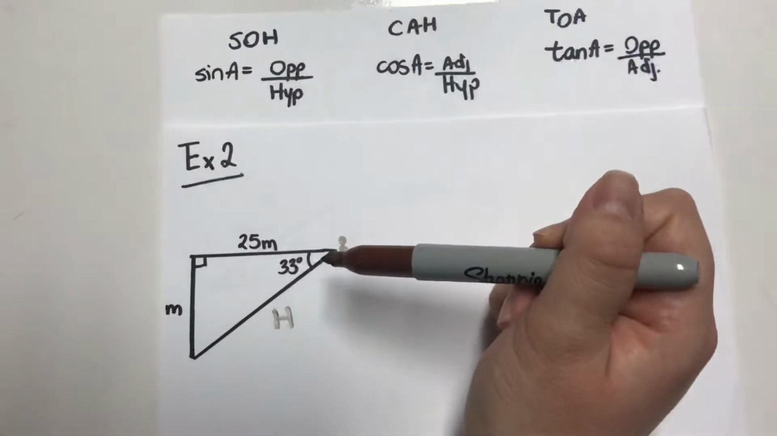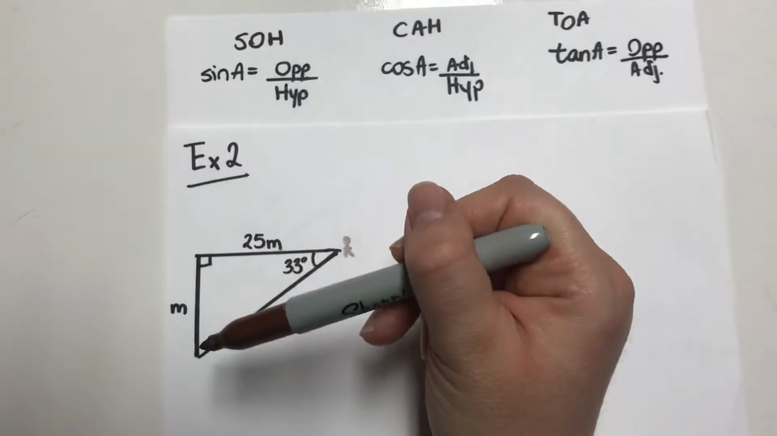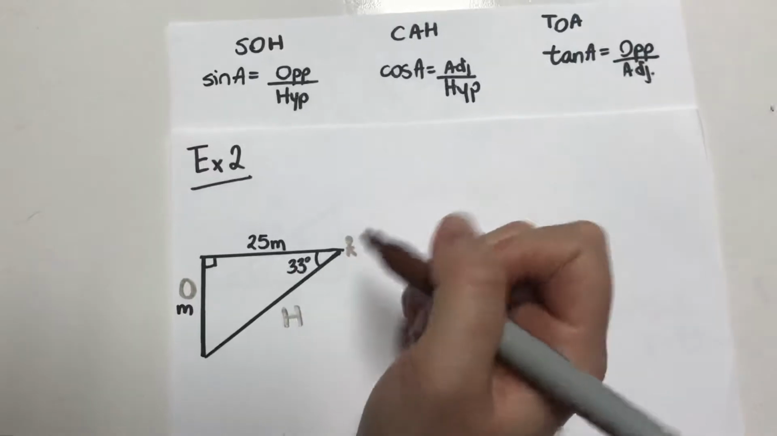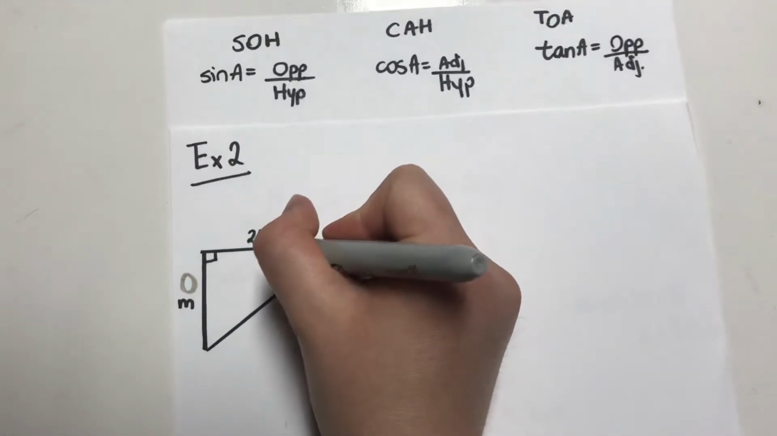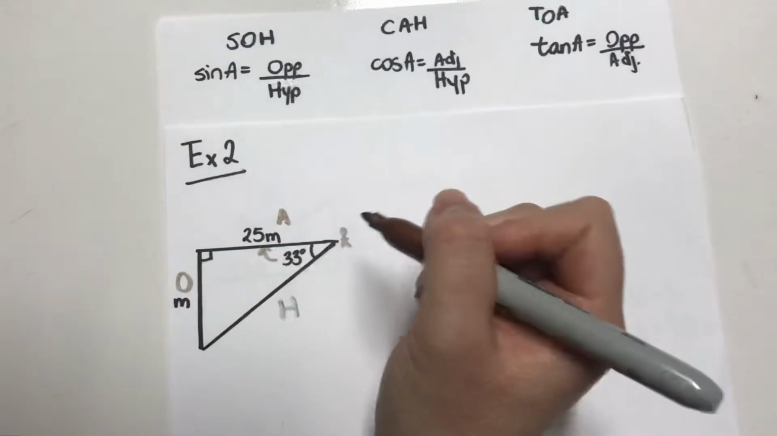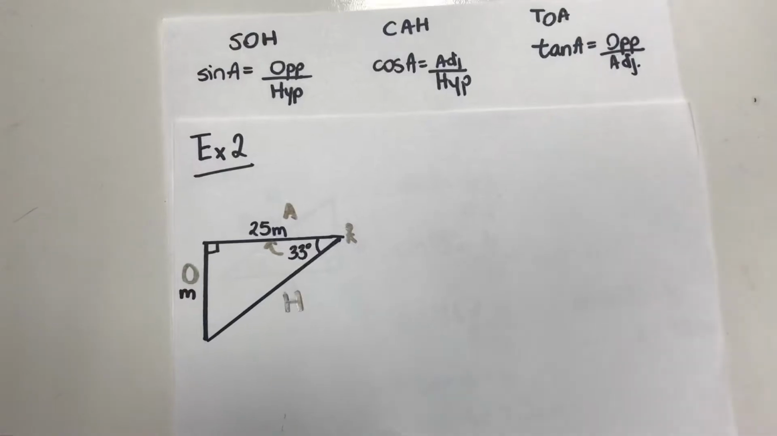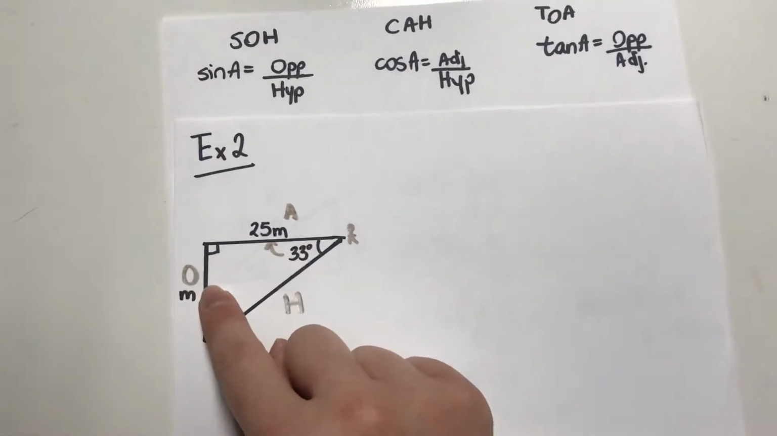So the side across from where this reference angle is, this whole side over here, I'm going to call that the opposite side. It's on the opposite side. And the one beside is the adjacent side. So looking at this, I'm given the adjacent and I want to find the opposite.